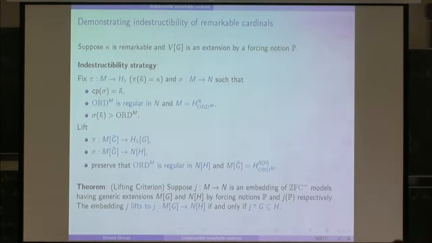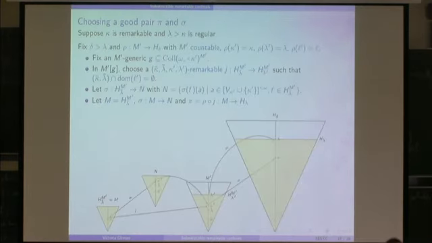I'm going to use what's usually used, the lifting criterion, which says that if you have an embedding J from M to N, and here the poset is P, and here it's J of P, and you want to lift, and you already have a generic G for P, you need to find a generic for J of P that contains the image of G. This is the standard technique in indestructibility arguments. Okay, it's not quite stated correctly.